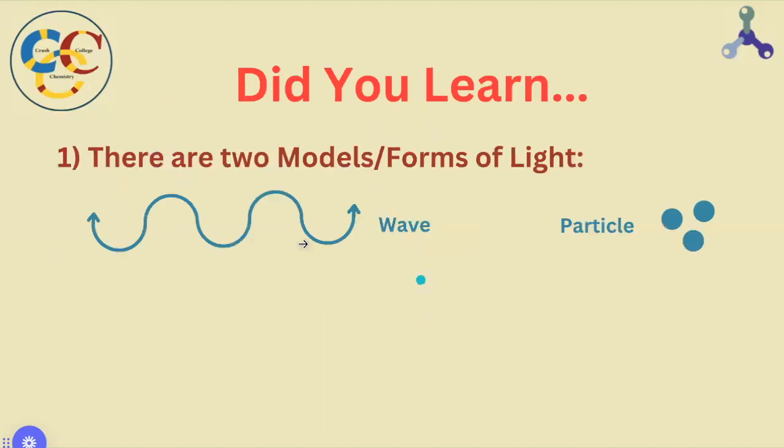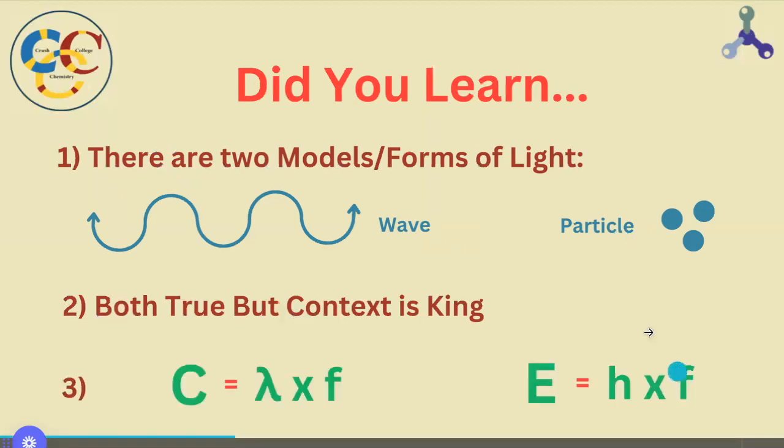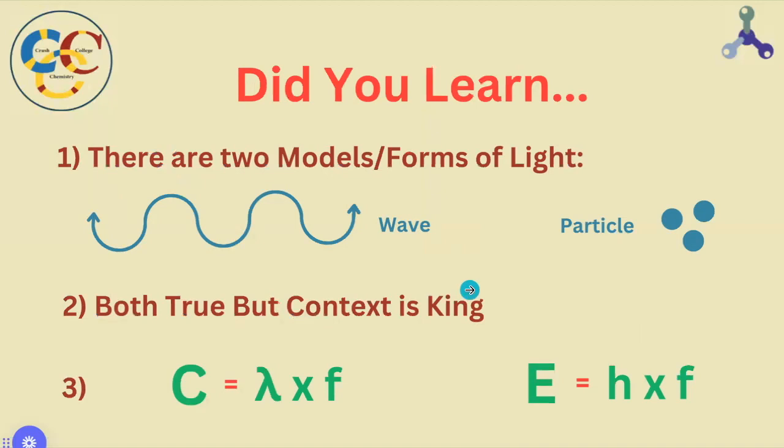So did you learn the following? There is both a wave model and a particle model of light. Both models are valid, but in certain contexts, it could be behaving as a particle, in another as a wave, or even both. c is equal to lambda times frequency, and E is equal to h times frequency are the main equations for each respective model, and in theory could be combined. But again, context is key, and we only do that if light is acting as both a wave and as a particle.